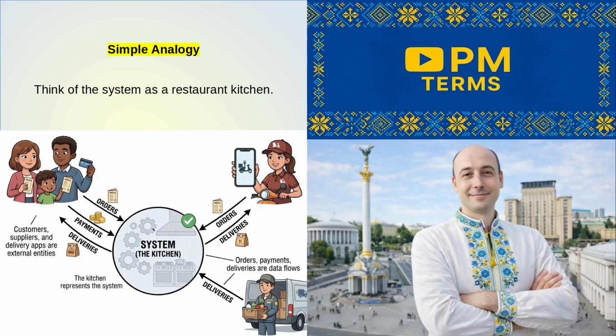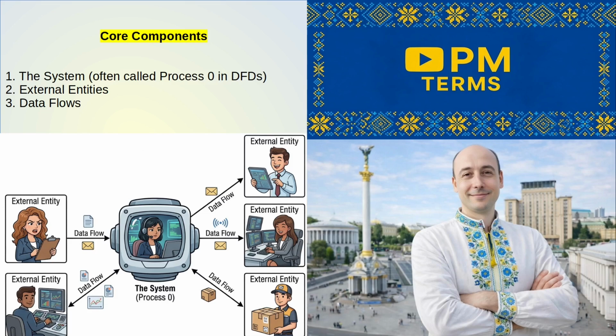Let's use a practical analogy. Think of the system as a restaurant kitchen. The kitchen represents the system. Customers, suppliers, and delivery apps are external entities. Orders, payments, and deliveries are data flows. The context diagram shows who interacts with the kitchen and what they exchange, but not how the food is actually prepared. A proper context diagram includes three key elements.